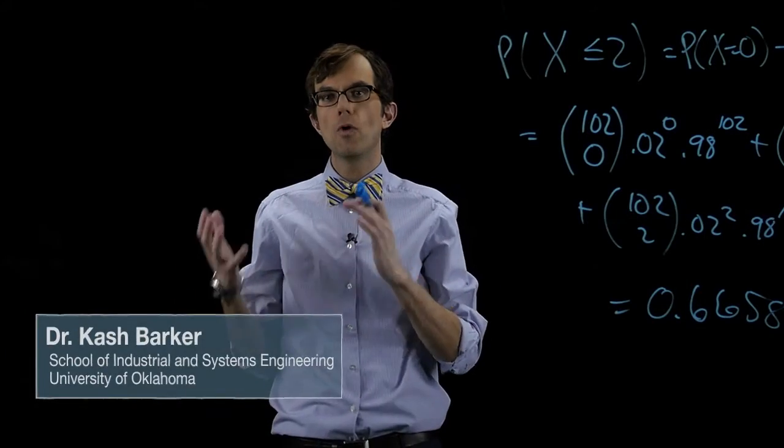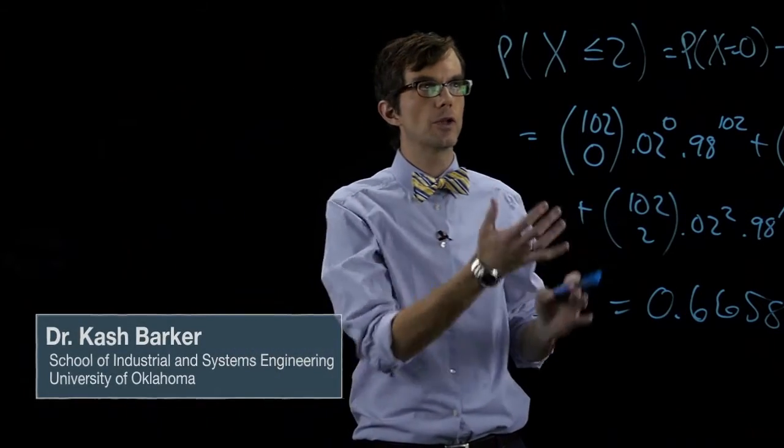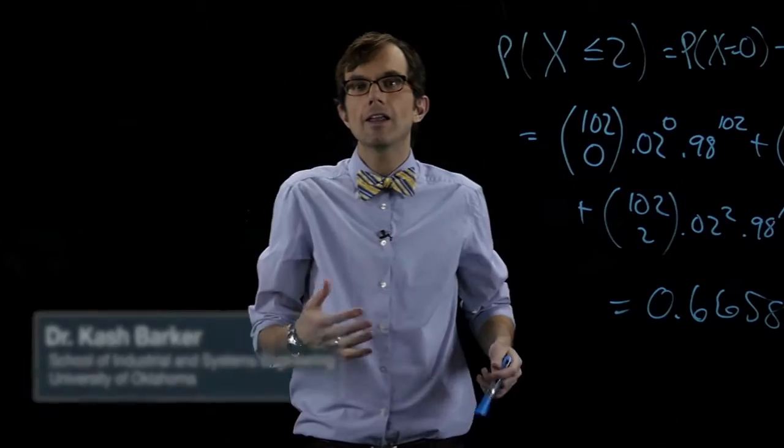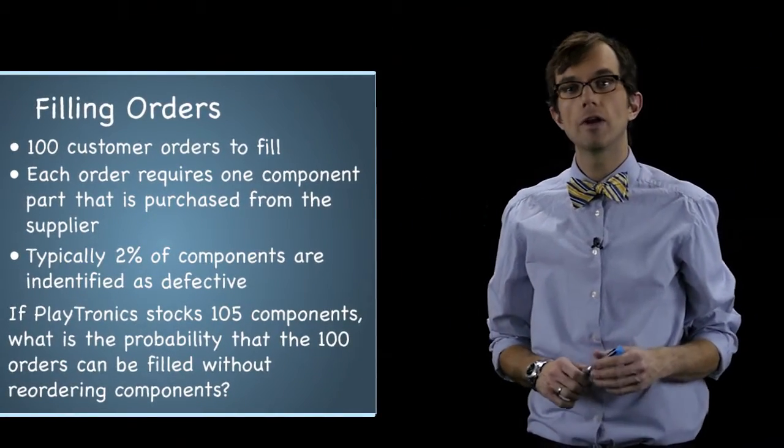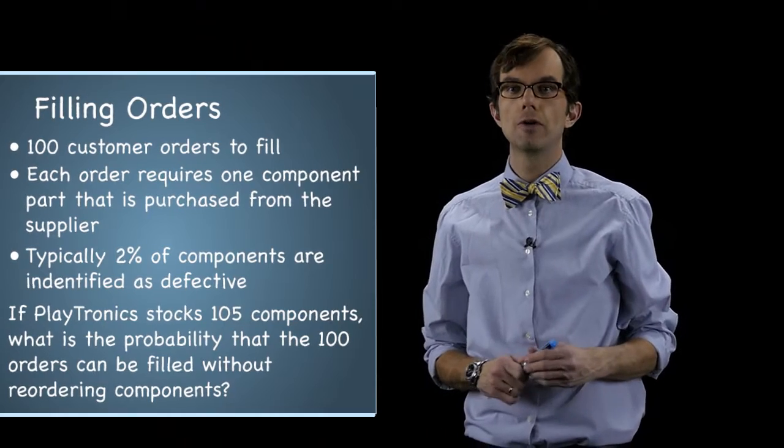So we looked at when 100 units were stocked, and we looked at when 102 units were stocked. Now let's think about if 105 components are stocked. What's the probability that 100 orders can be filled without reordering?